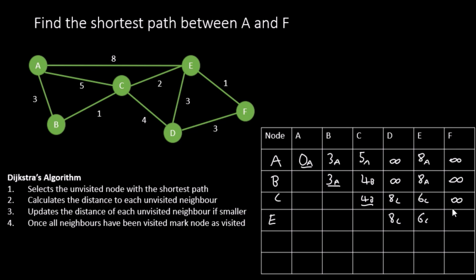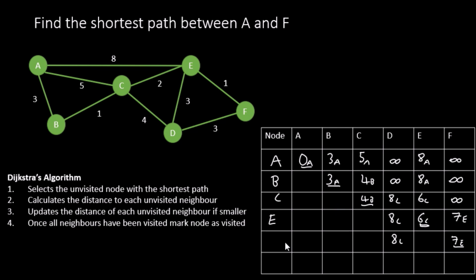But we can get to F now, so let's write down 7 here, 7 steps, it's the 6 plus the 1, and we're saying we're going via E there. Now we have visited all the nodes from E, so just underscore that to mark it as visited. The next unvisited node with the shortest path, well, that's F. And again, we can't do any better than the 8 to get to D, so we just copy that down there, and then we underscore that to indicate that we visited all the other neighboring nodes.